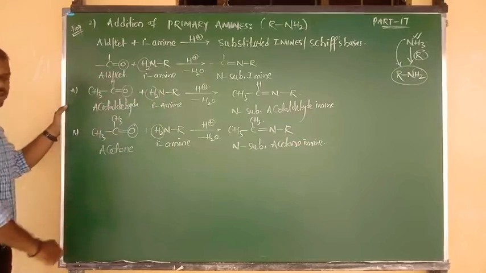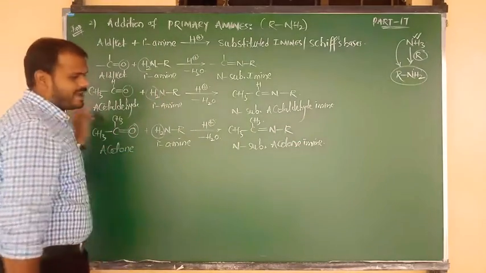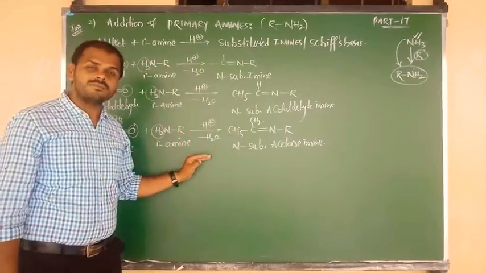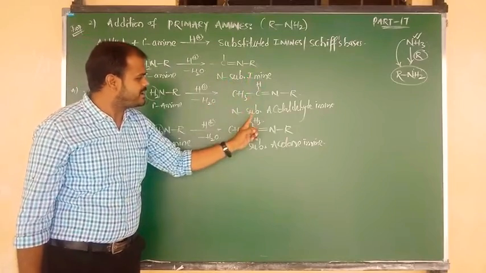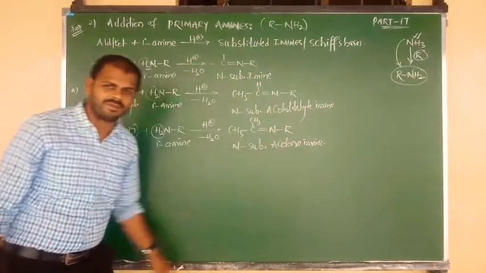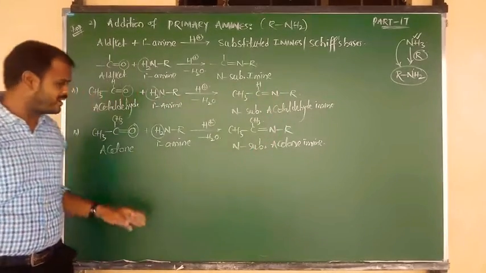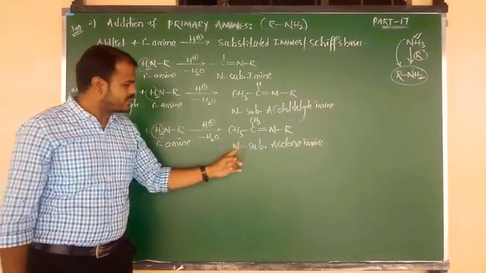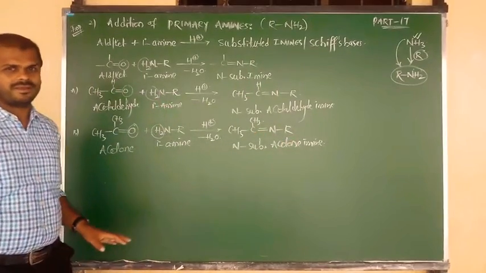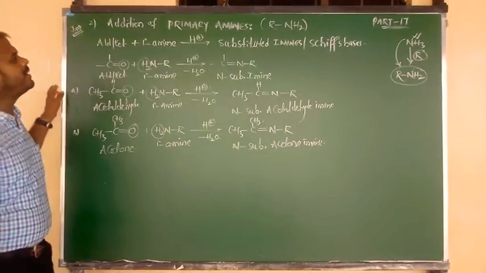So aldehydes and ketones on reaction with primary amines in acidic medium form the product substituted imine. But the imine coming from acetaldehyde is N-substituted acetaldehyde imine, and from acetone it is N-substituted acetone imine. Okay, now beta? Good.